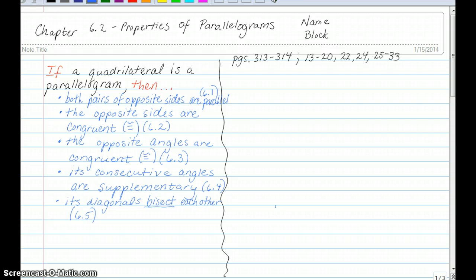All right, we're going to go ahead. You're going to do all your notes on the left side. You're going to do all your work for pages 313 to 314, 13 through 20, 22, 24, 25 through 33 on the right.